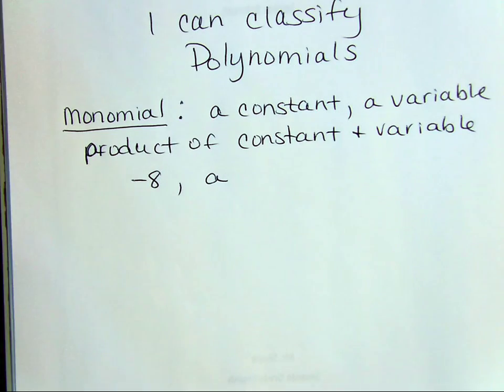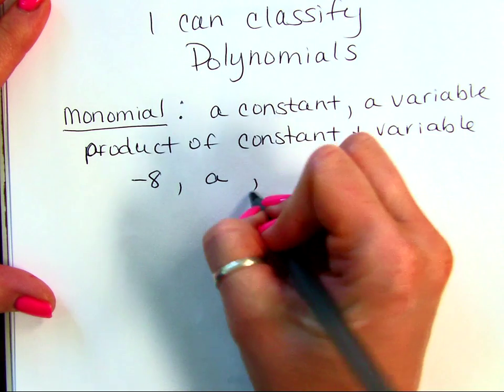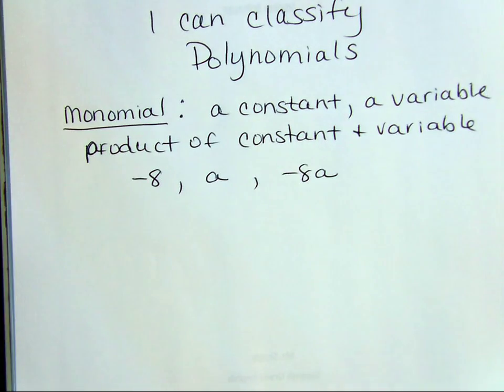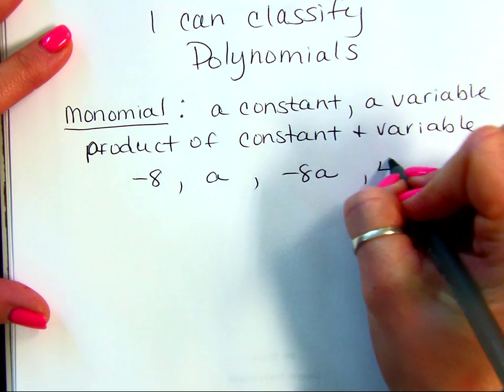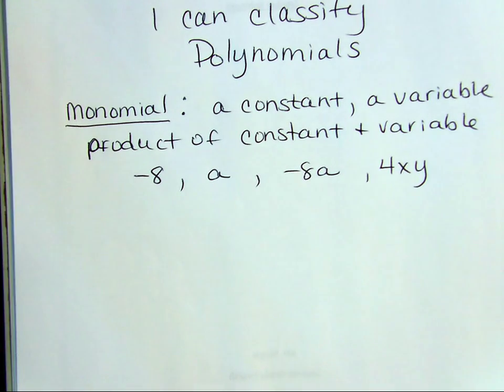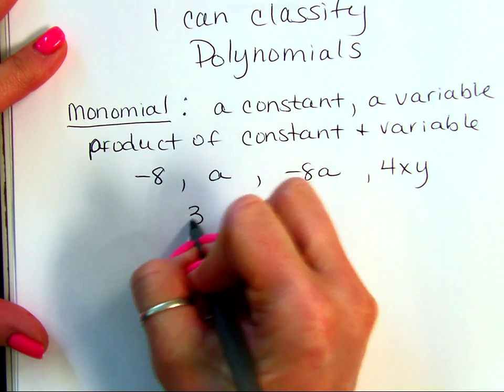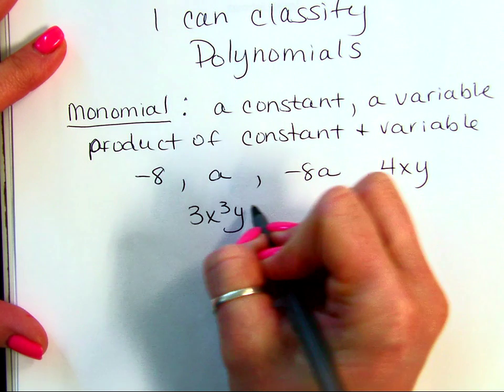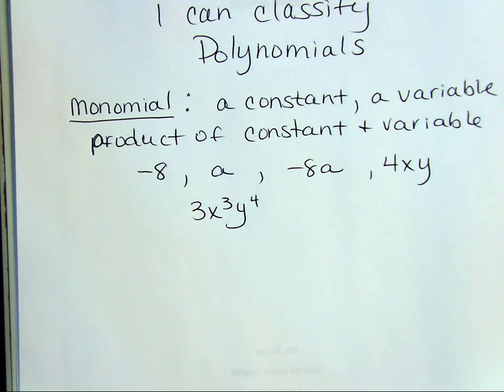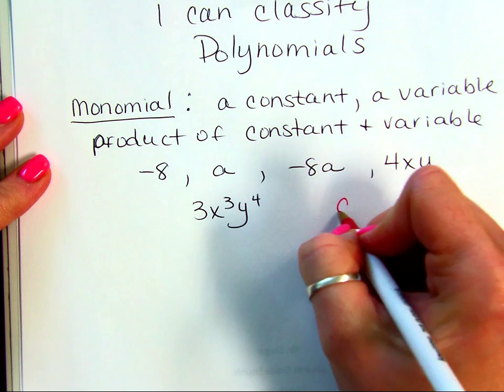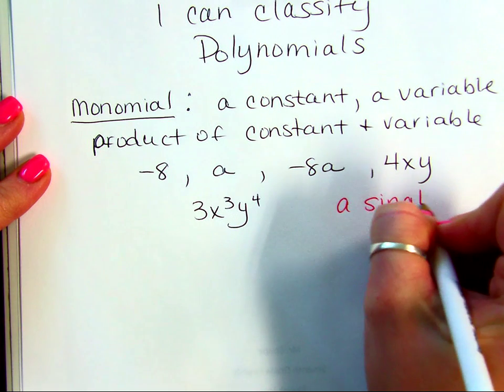A. That's a monomial. -8a is also a monomial. 4xy is a monomial. 3x squared y, or x cubed y to the 4th is a monomial, okay? It's a monomial because it's a single term, right? So we call it a monomial because it's basically a single term.